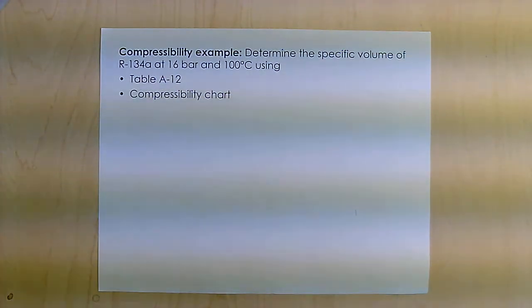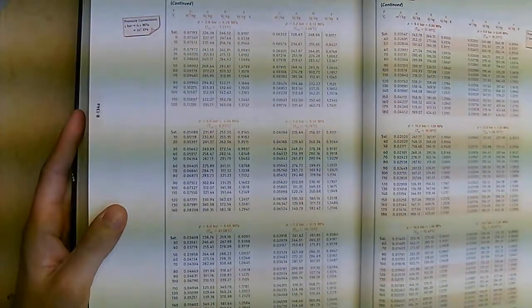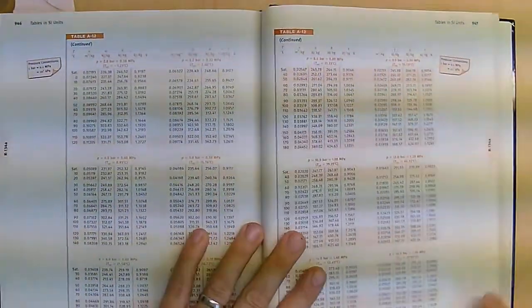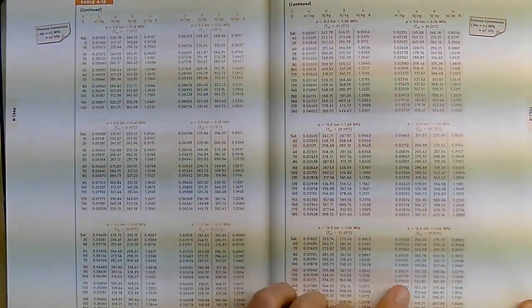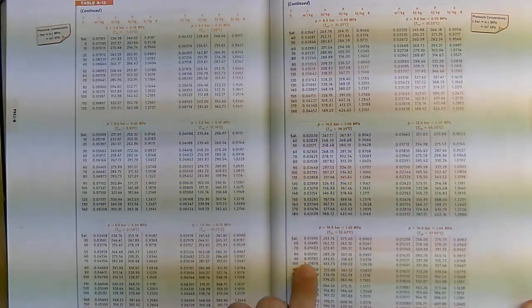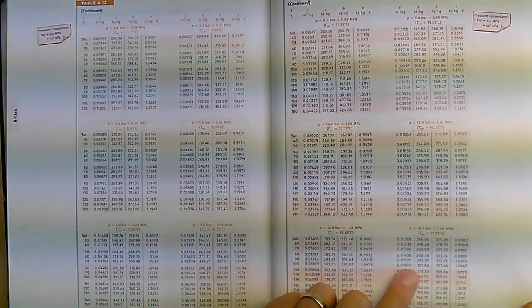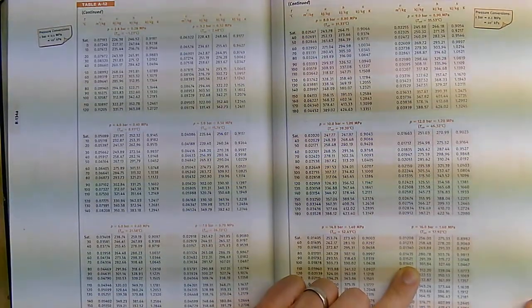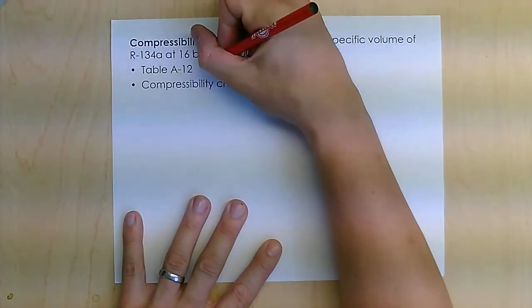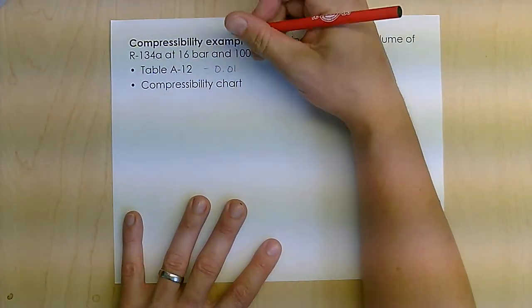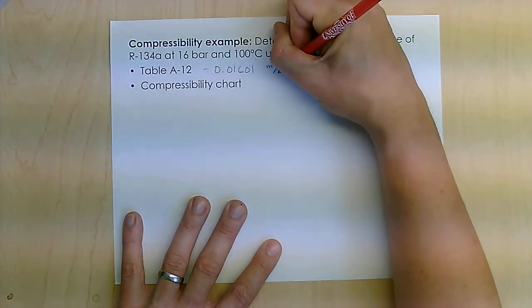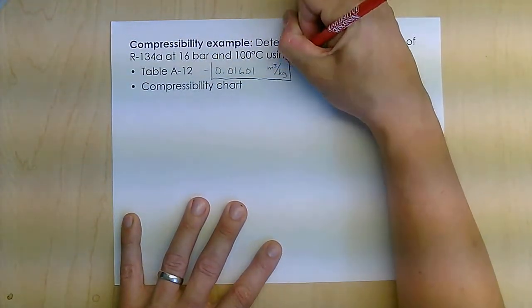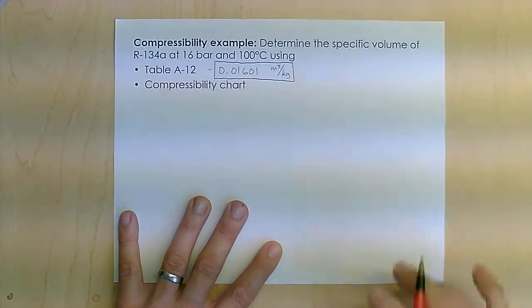This would be the way to do it, but I'm going to show you that you get the same answer either way. Okay, so I go into table A12. I'm at 16 bar and 100 degrees. The 16 bar table is down here, and 100 degrees is this guy right here. And you can see my volume is 0.01601 cubic meters per kilogram. Again, that is the preferred way to do it. It's the most exact and generally the quickest and easiest way.